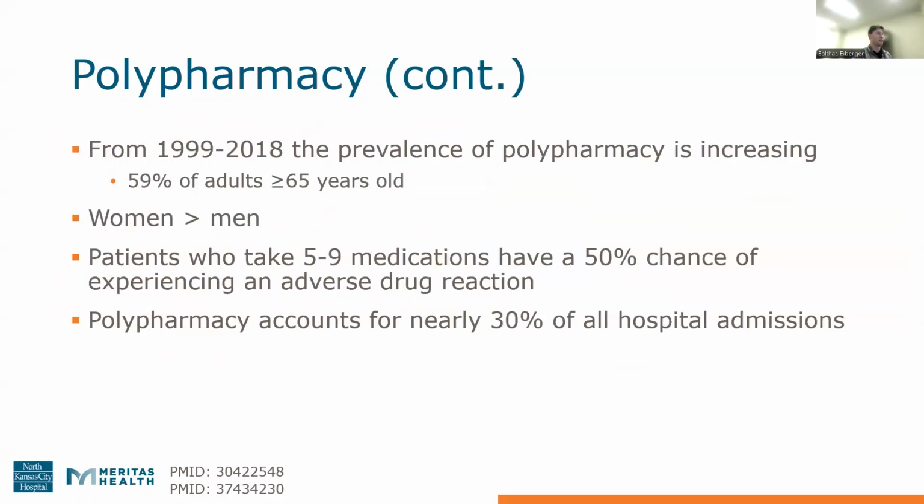Here are a little bit more statistics, again showing the importance of why we care about polypharmacy. From 1999 to 2018, the prevalence of polypharmacy has been increasing. Most recently, in 2018, from where I pulled the statistics from, 59% of adults over 65 years old were taking 5 or more medications. We see this more often in women rather than men. And patients who take 5 to 9 medications have a 50% chance of experiencing an adverse drug reaction.